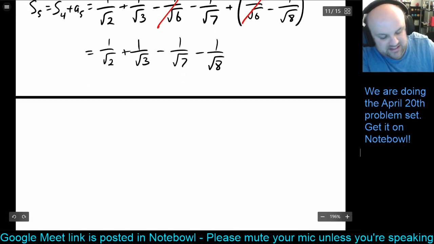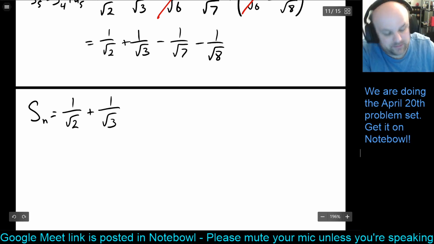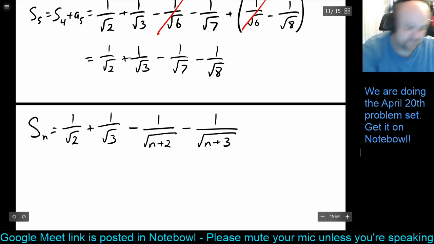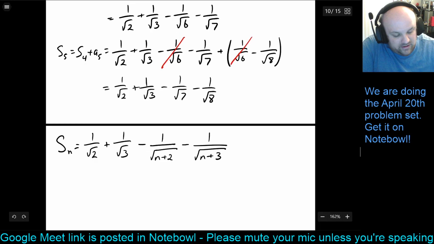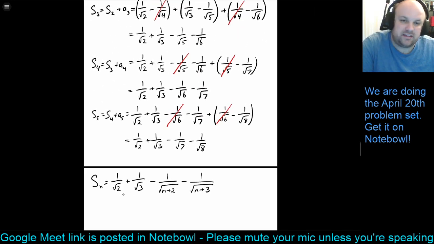So the general S_n term here is going to be 1 over square root of 2 plus 1 over square root of 3. Those parts never go away. And then here, going to be minus 1 over square root of n plus 2 minus 1 over square root of n plus 3. That's what you should have. So these two, 1 over root 2, 1 over root 3, they just stick around forever.